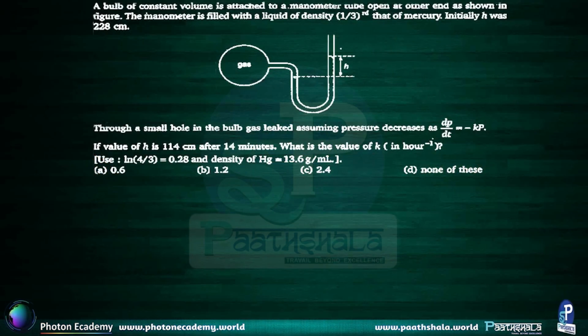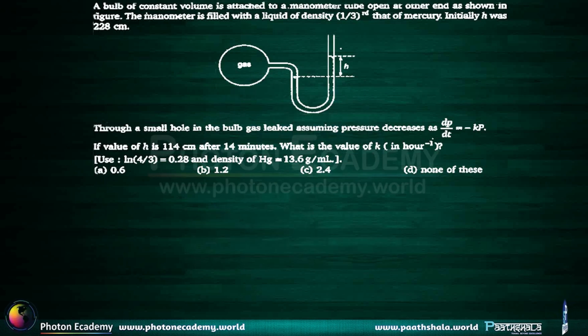A bulb of constant volume is attached to a manometer tube open at the other end as shown in the figure. The manometer is filled with a liquid of density one third that of mercury. Initially, H was 228 centimeters.